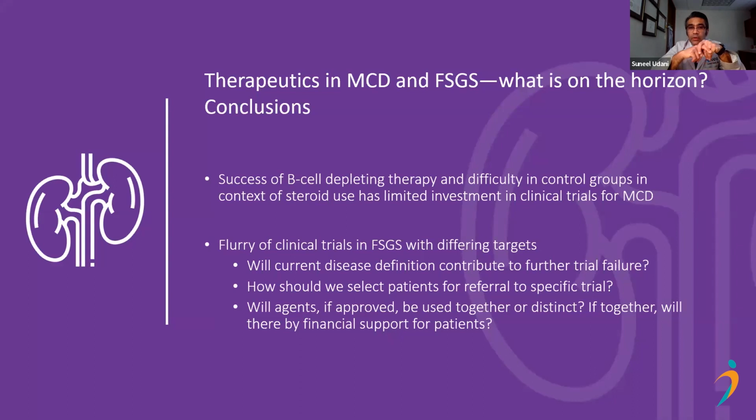But with FSGS, there's lots of investment, which is great. It'd be great to answer a lot of these questions. How do we select patients for a pathway-specific trial? And once these agents, if they are successful, are approved, will they be used together, separately? And if they're together, what's going to be the burden of cost of each agent? And how will we support people that need it?